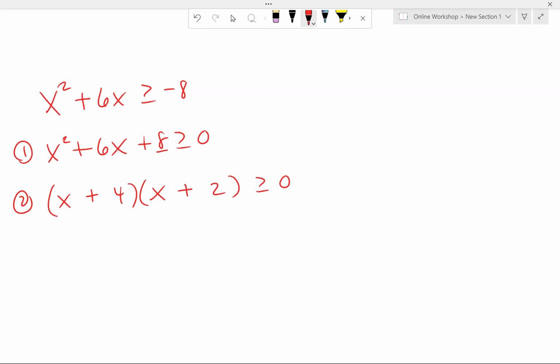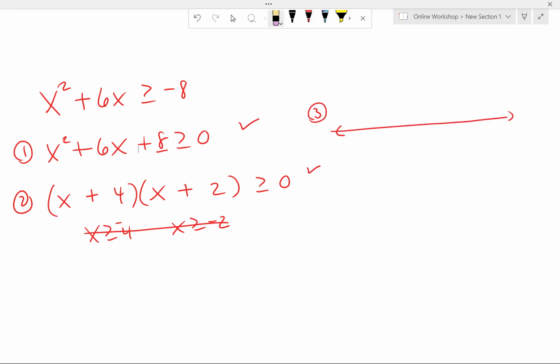So at this step, you cannot do what we did with equals. You cannot write this step. That is not true. So you set it to 0, you factor completely, and from there, you do the number line test.